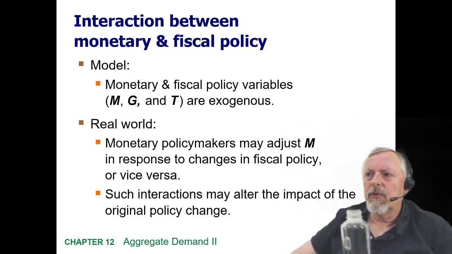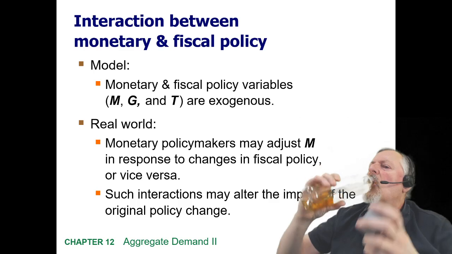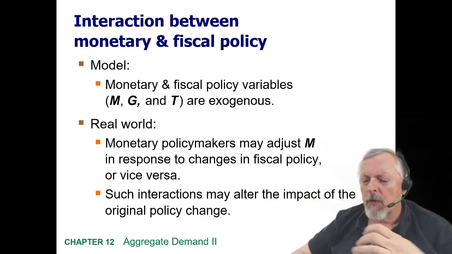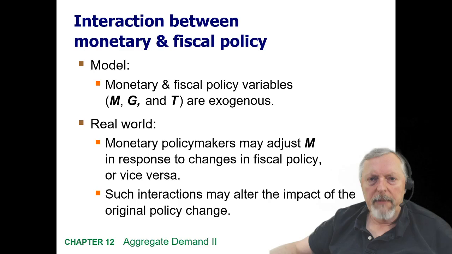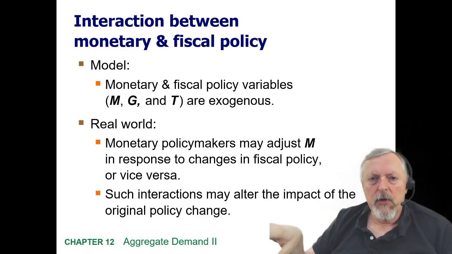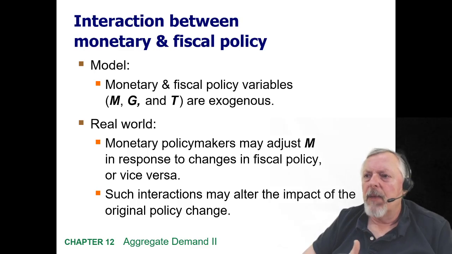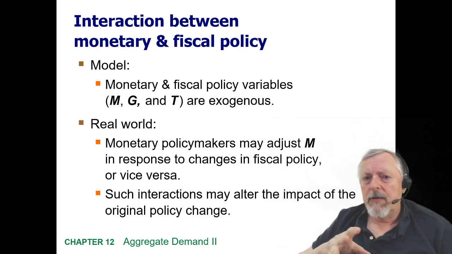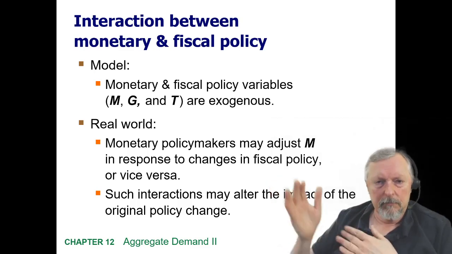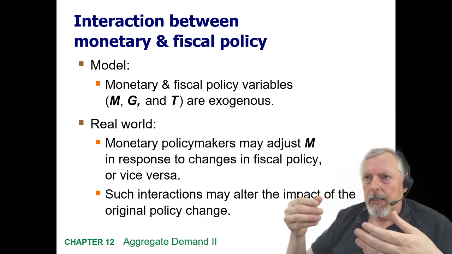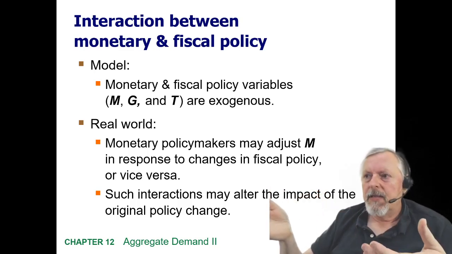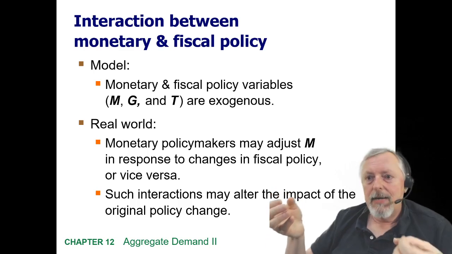Okay, the policy changes we've looked at so far are for an exogenous change in one policy, holding all the other variables constant. But in reality, monetary and fiscal policy don't exist in isolation. They interact. The Fed, on the one hand, and whoever is in charge of fiscal decisions, President, Congress, on the other hand, they each have policy goals. And these policy goals may not be compatible.